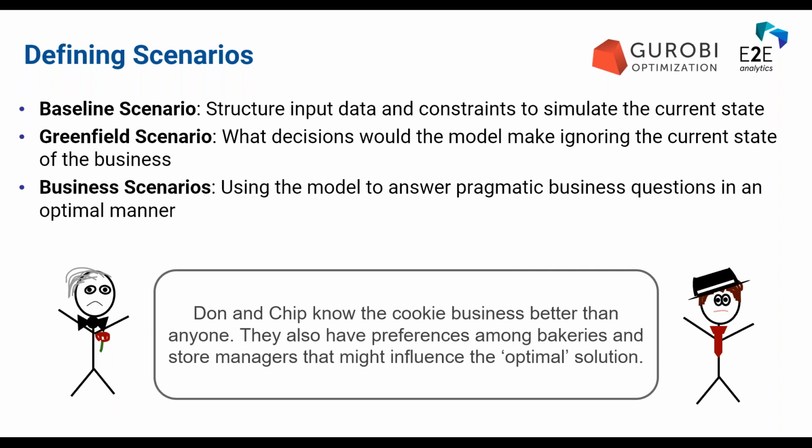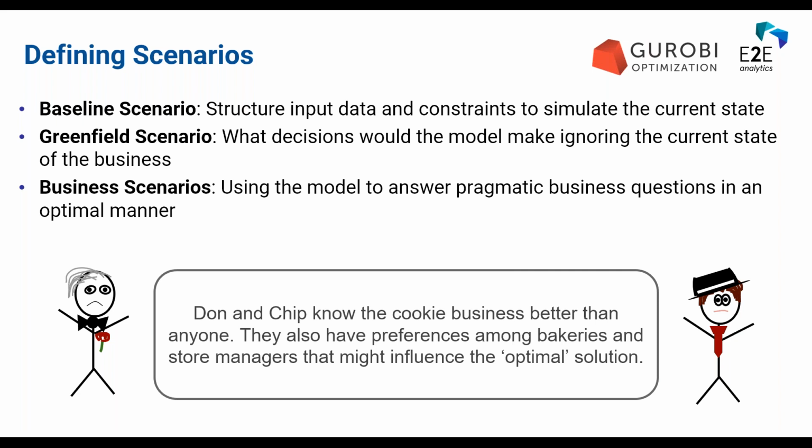Then we have a Greenfield scenario, and Greenfield means that there are basically no extra constraints, right? So if there were no business considerations taken into account, what kind of decisions would the model make, ignoring the current state or any realistic things that can happen. So if we just optimize everything, what do we get?